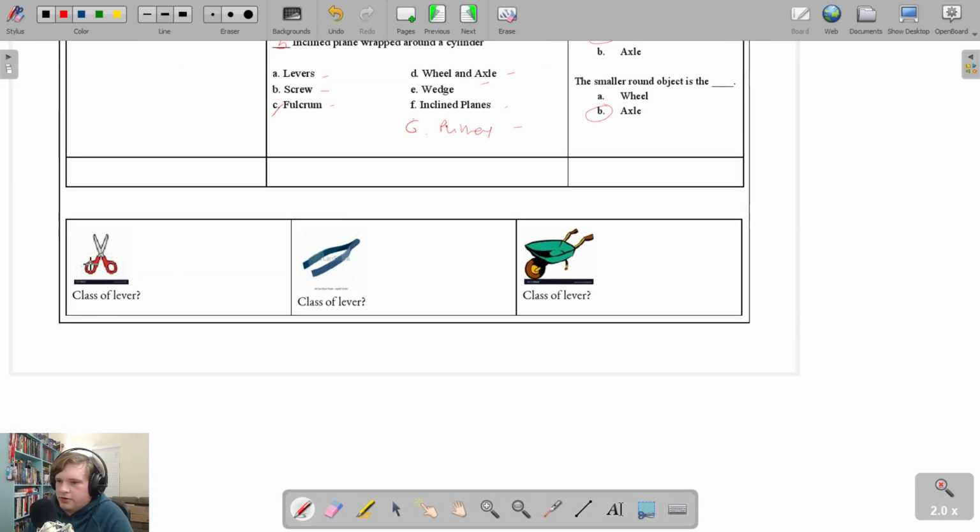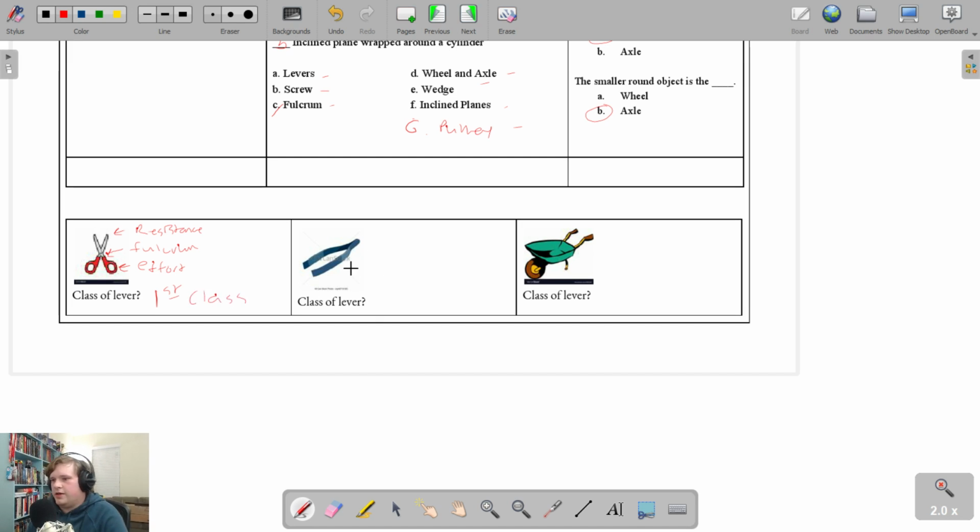Label your lever. Here we have our effort. That's where you use it. This is the point it revolves around, so that's our fulcrum. And here is where the resistance goes. The load, whatever you're working on. So our fulcrum is in between our resistance and our effort, so it is a first class lever.